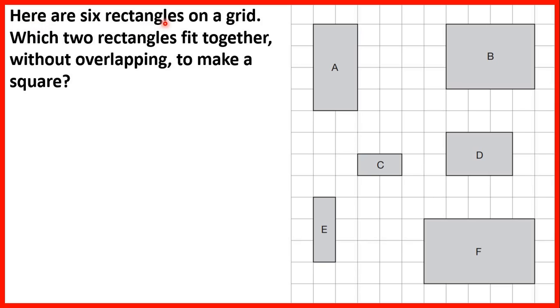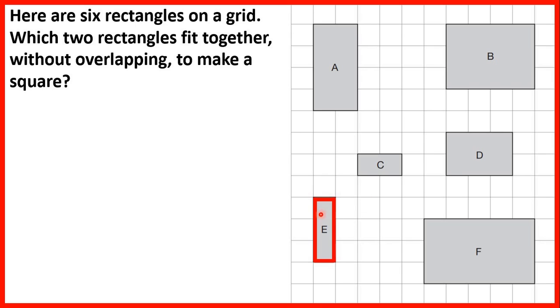Here are 6 rectangles on a grid. Which 2 rectangles fit together without overlapping to make a square? So remember, with a square, all the sides will be of the same length. But to make our square, we have to rotate shapes.